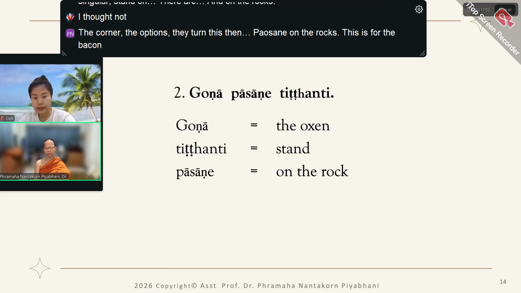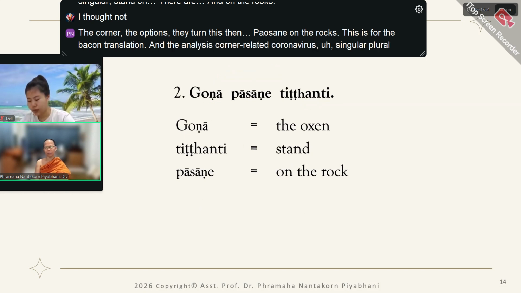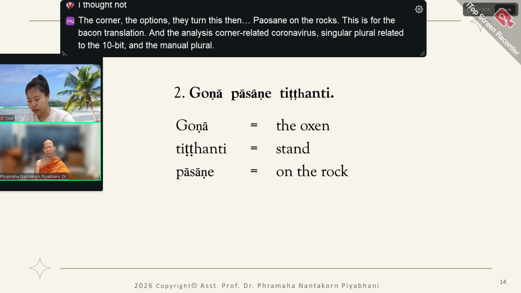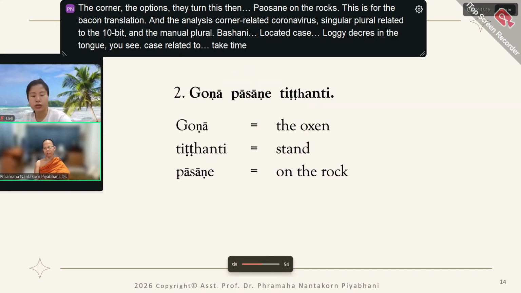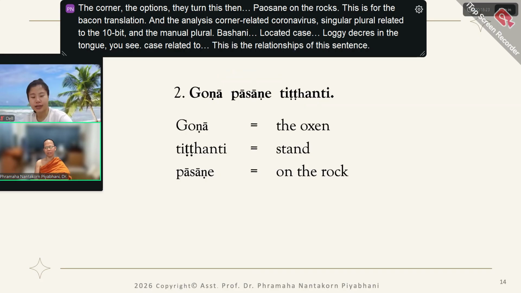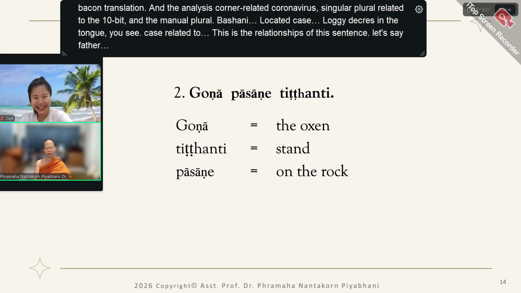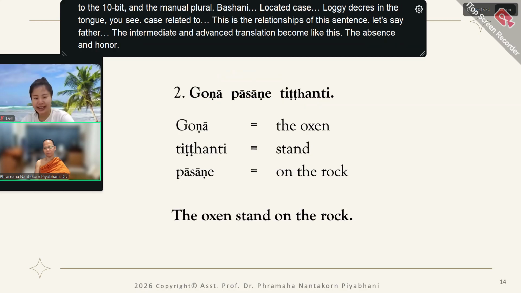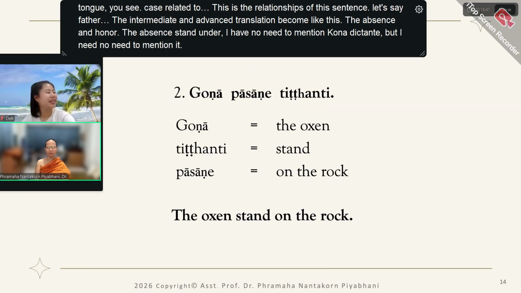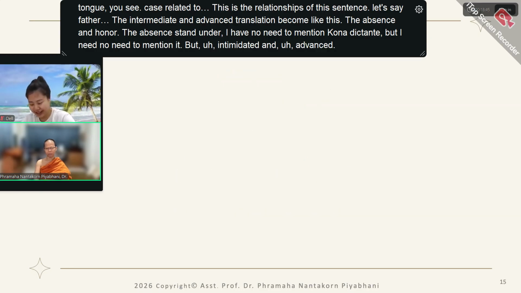This is for the beginner translation. And the analysis: kona, singular plural, is related to titanti, the main verb, plural. Pasane, locative case, is related to titanti. This is the relationship of this sentence. Let's see, for the intermediate and advanced translation it becomes like this: the absent stand on the rock. No need to mention kona, titanti, pasane for the intermediate and advanced.